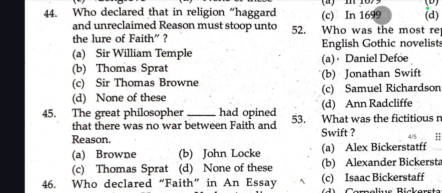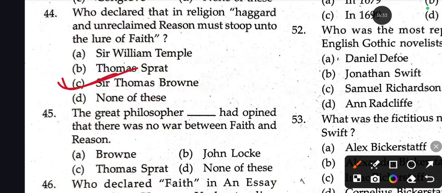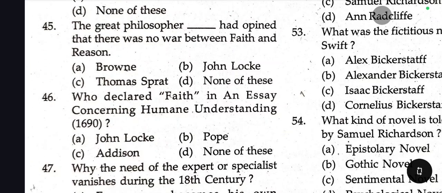Question number 44. Who declared that in religion, haggard and unreclaimed reason must stoop unto the lure of faith? It was declared by Sir Thomas Browne. Question number 45. The great philosopher had opined that there was no war between faith and reason. Which philosopher said these lines? It was said by John Locke.